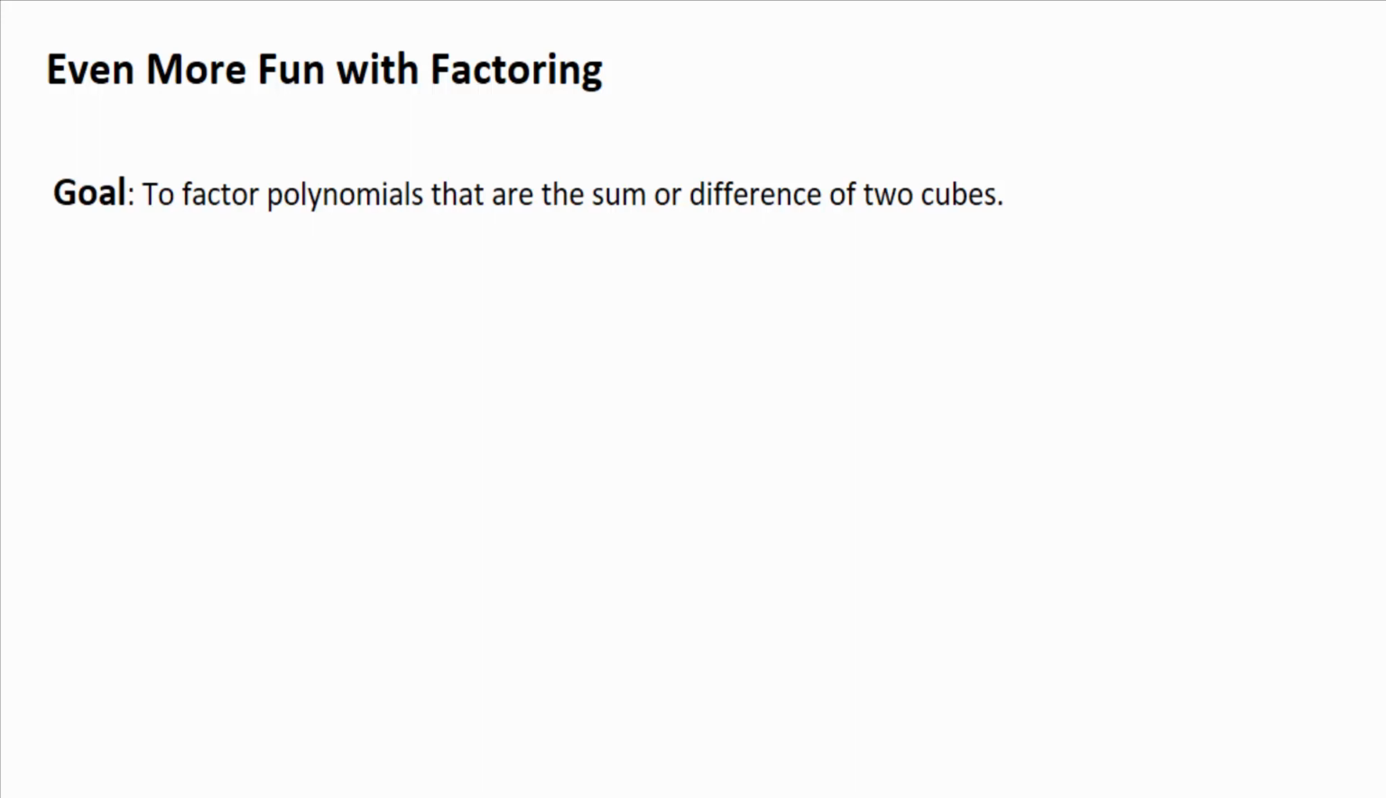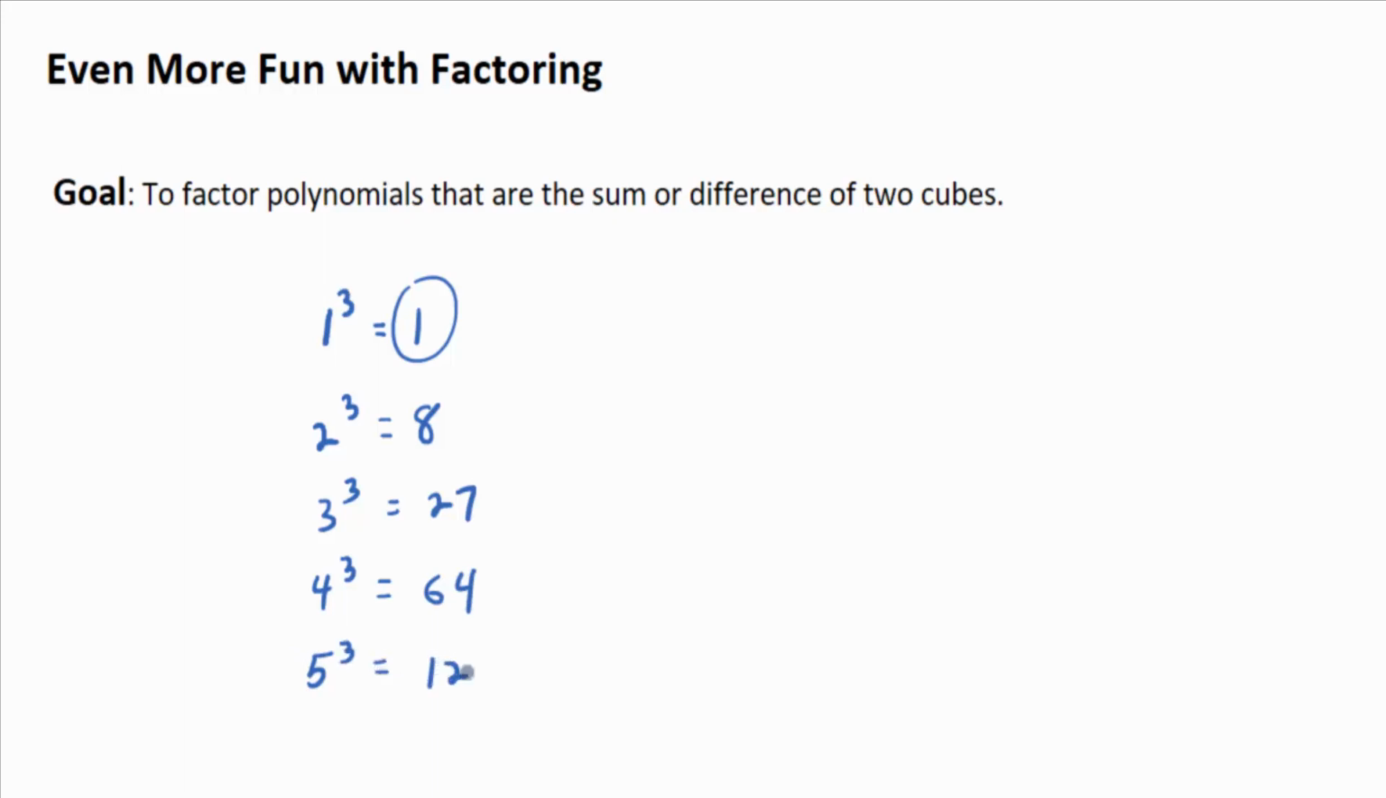Okay, let's list as many as we can. So 1 cubed is 1. So 1 is a perfect cube. Okay, 2 cubed. What's 2 cubed? 2 times 2 is 4 times 2 is 8. 8 is a perfect cube. Okay, 3 cubed, 27. 4 cubed. That's a little harder. 64. 5 cubed, 125. That's getting harder now.